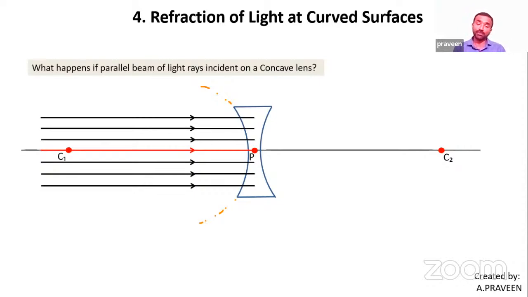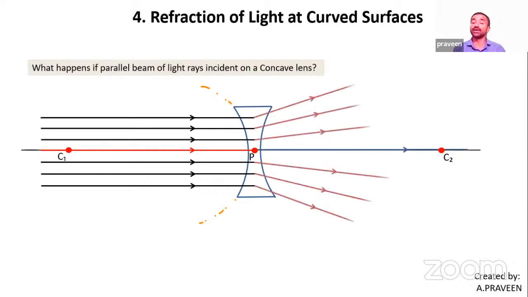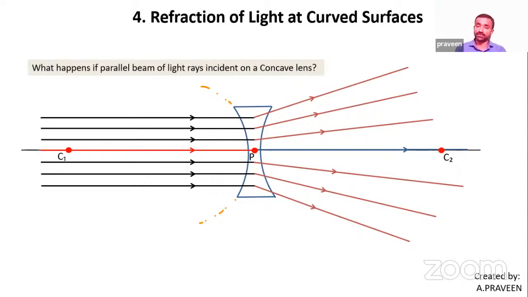So here simply what happened is that the light rays diverge. In this case we go in the backward direction, extending the refracted light rays backward to get a diverging point. Where they appear to diverge from, that point we get by using the backward light rays from the refracted rays.